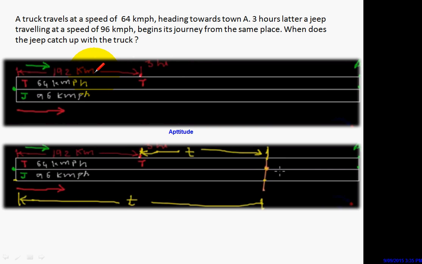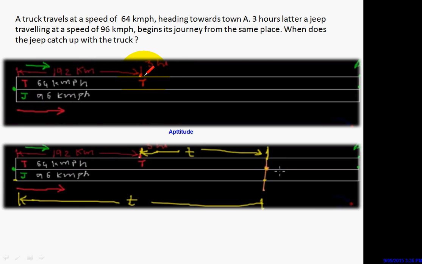So after 3 hours what happened? After 3 hours the jeep has started its journey. What is the speed of the jeep given in the problem? It is 96 km per hour. That is the speed of the jeep. So while the jeep was starting, where was the truck actually? The truck was at this point, say at point T. See, I am indicating over here. While the truck is at this point, the jeep is starting its journey, isn't it?